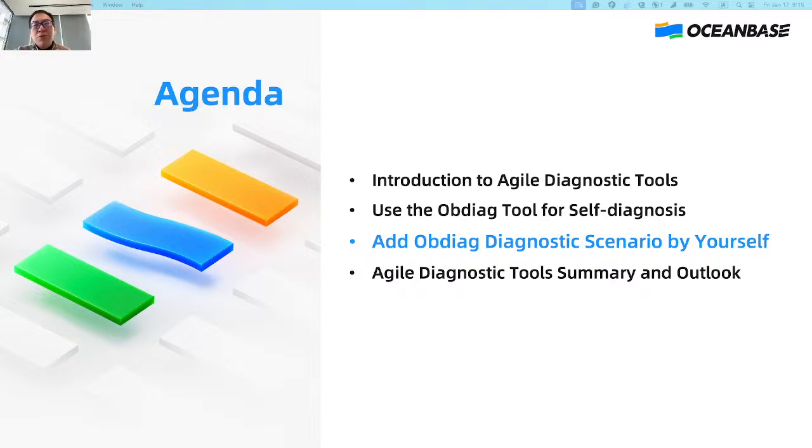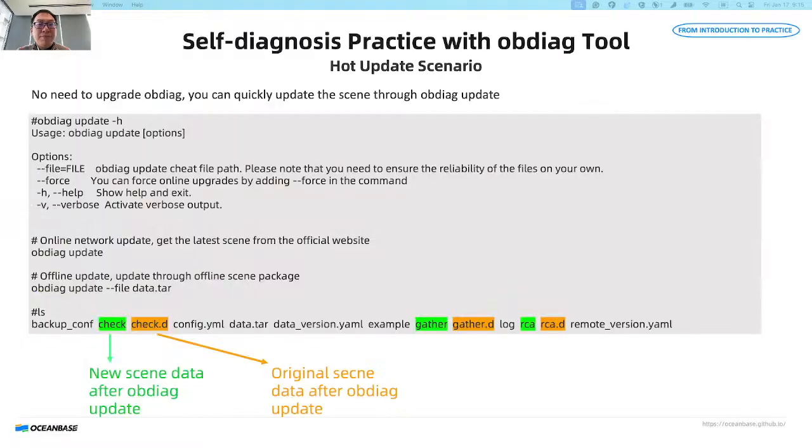Let's look at how to add diagnostic scenarios ourselves in chapter 3. The first function is obdiag update, which we just mentioned. You don't need to upgrade the version of obdiag. You can quickly update the scene with just this command, obdiag update.